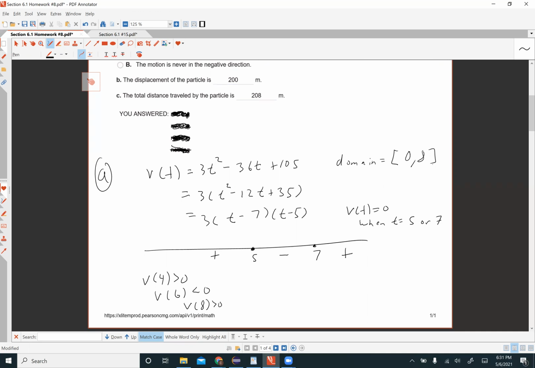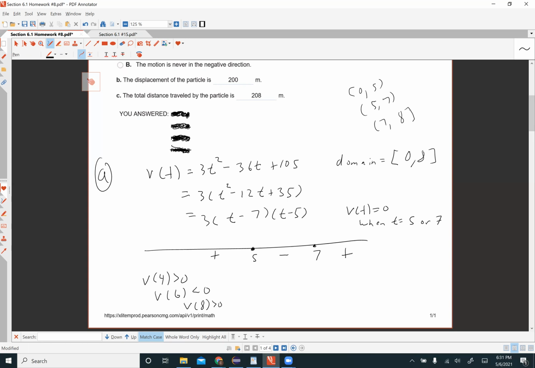And we just find the intervals, so the velocity is either going to be positive or negative in the intervals 0 to 5, 5 to 7, and then 7 to 8. The sign isn't going to change. It's either always positive or always negative, because it's only 0 at 2 places. It can't be both positive and negative in, let's say, the interval from 7 to 8, because otherwise the velocity would be 0 at some third point, which it's not.